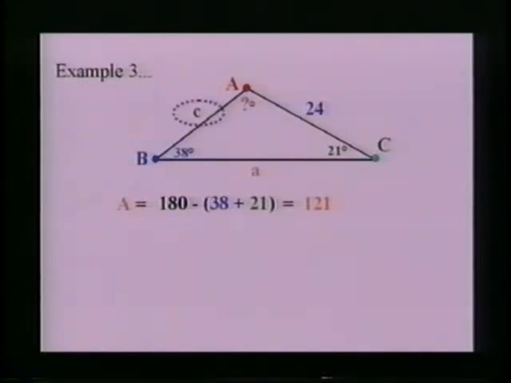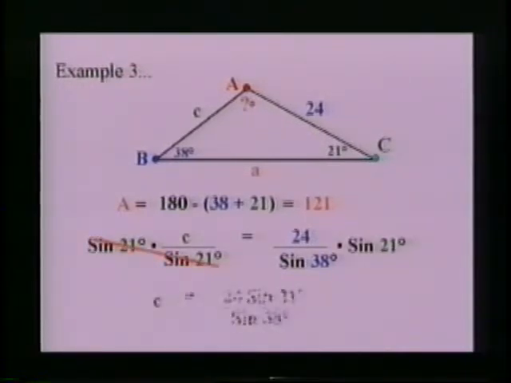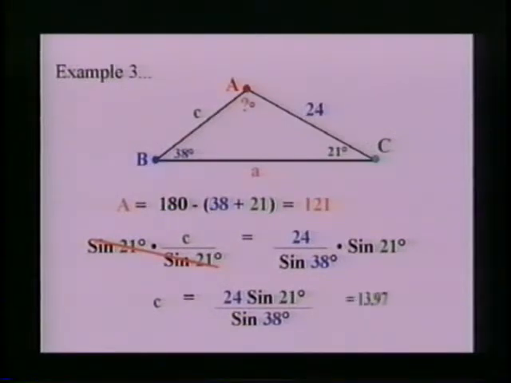Now, if I know that that angle's 121, I can go, let's see, C, I'm trying to figure out C, over the sine of 21, and I can pick whatever matching pair. I'm going to go 24 over the sine of 28. As long as you have a matching pair, you're golden. It's very similar. Solving for C, I get an answer of 13.97. It's not hard. Very similar. And you don't need right triangles.